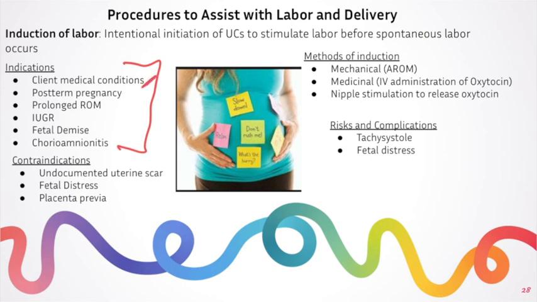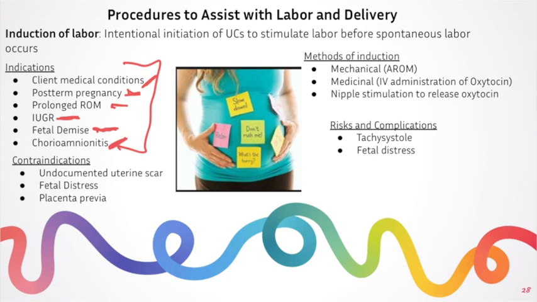Client medical conditions, if they have hypertension in pregnancy, those kinds of things. Their pregnancy is overdue. Prolonged rupture of membranes, intrauterine growth restriction, baby is too small, it's not thriving. Fetal demise, baby has passed away inside the uterus. Chorioamnionitis, an infection. Okay, those are the reasons why we do it. We don't just do it because the mom's tired of being pregnant anymore. We used to. I was induced for that reason, but we don't do that anymore.